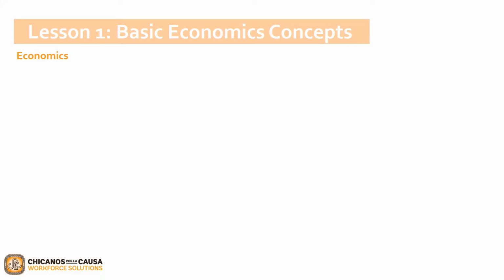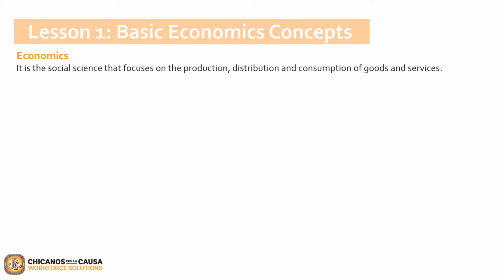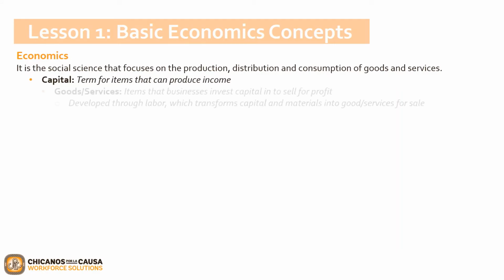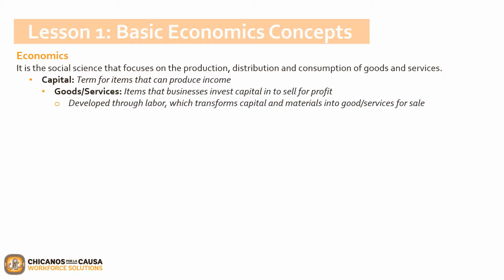Let's talk about economics. It is a social science that focuses on the production, distribution, and consumption of goods and services. Capital is a term for items that can produce income. Goods or services are items that businesses invest capital in to sell for profit, developed through labor, which transfers capital and materials into goods or services for sale.